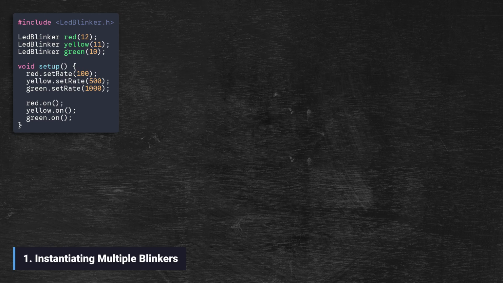First, we include our LedBlinker header. Then, we instantiate 3 objects: red, yellow, and green. We assign them to pins 12, 11, and 10. In setup, we use our setter method, setRate, to give each LED a unique speed: 100 milliseconds for fast, 500 for medium, and 1 second for slow.